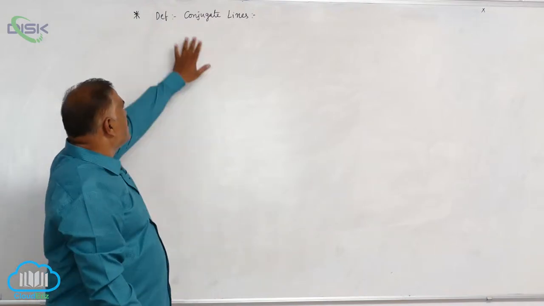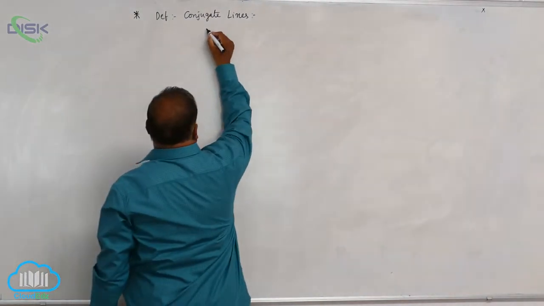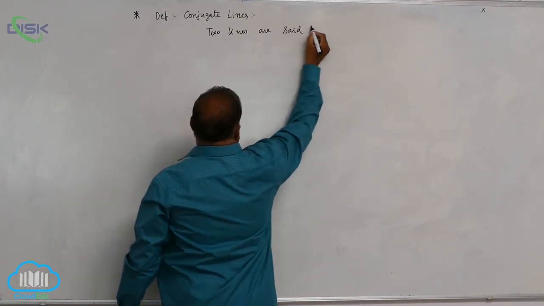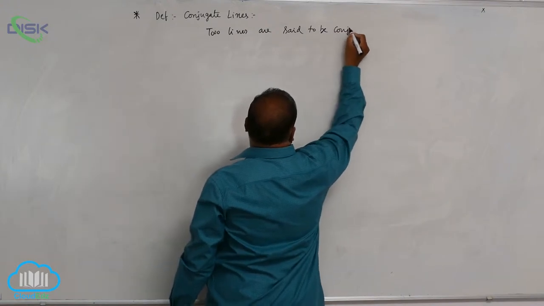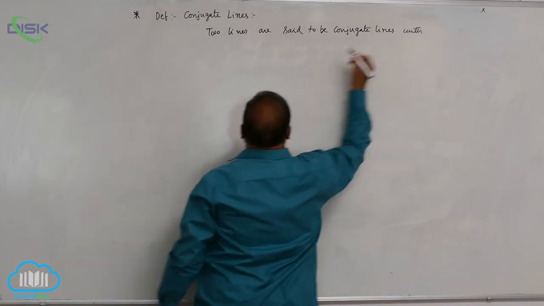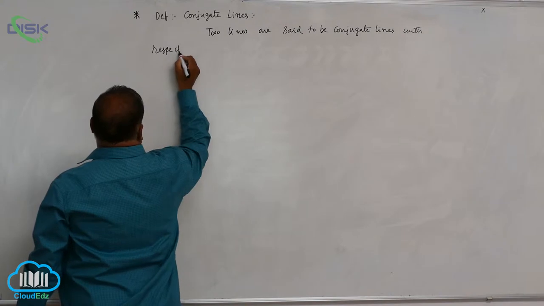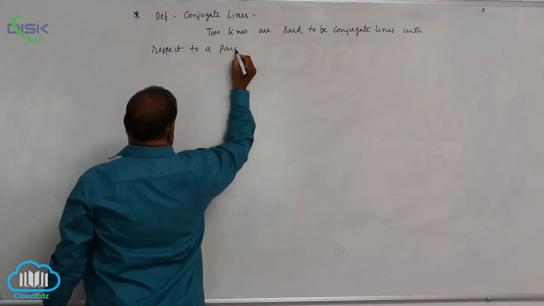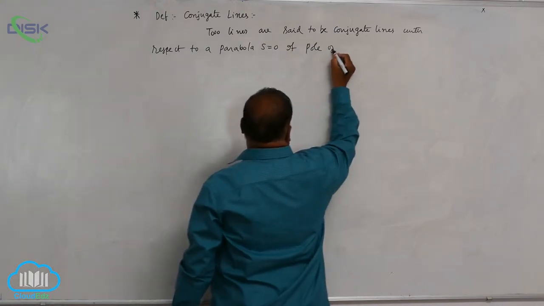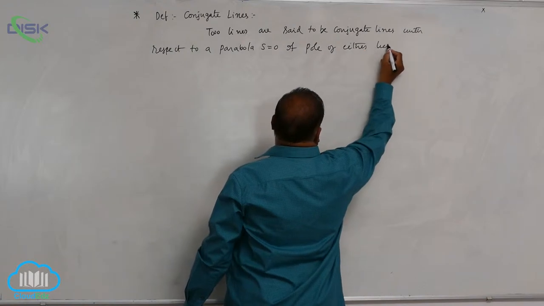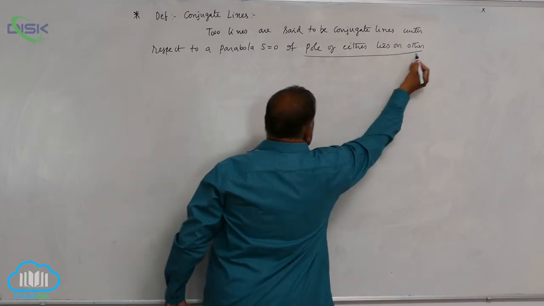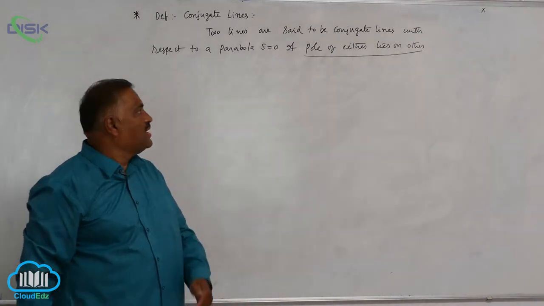We'll discuss conjugate lines. As usual, the definition: two lines are said to be conjugate lines with respect to a parabola S equal to 0 if the pole of either lies on the other. Now please catch the important point, pole of either lies on the other.